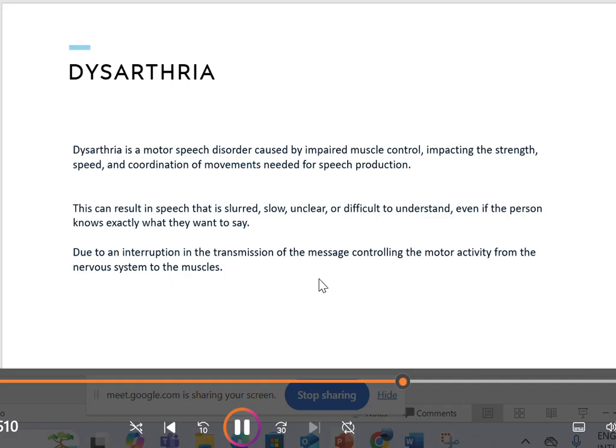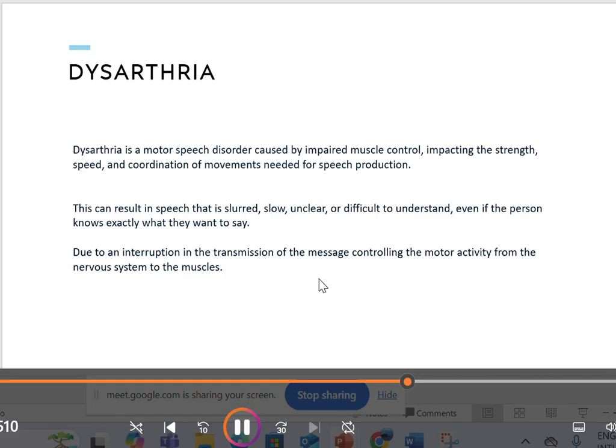This can result in speech that is cluttered, sometimes slow, sometimes unclear, and difficult to understand even if the person knows exactly what he wants to say. There is no problem with production, there is no problem with comprehension. The person knows what he has to say. There is no anomia. He knows the word, everything. But what happens is that he is not able to properly control the muscles. This is what is known as dysarthria.